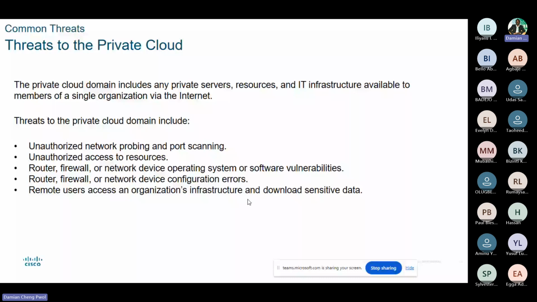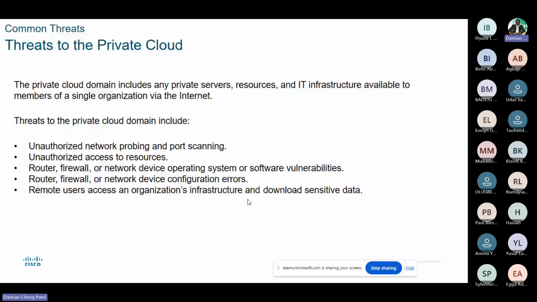Unauthorized means people making an attempt to gain access by using special network tools, and also to scan some ports that are open or closed. I hope you all know what we mean by ports. Other threats include unauthorized access to resources, router, firewall, or network device, operating system, or software vulnerabilities; router, firewall, or network device configuration errors; and remote users accessing organization infrastructure and downloading sensitive data.